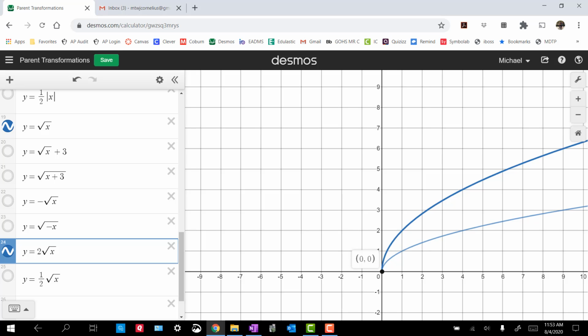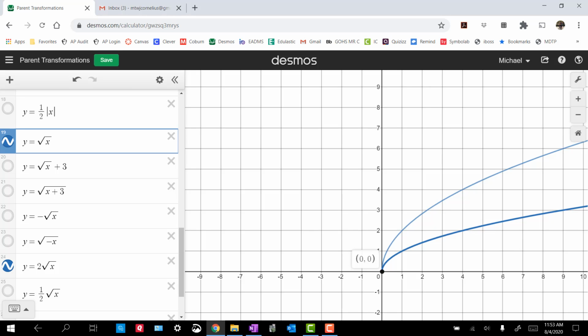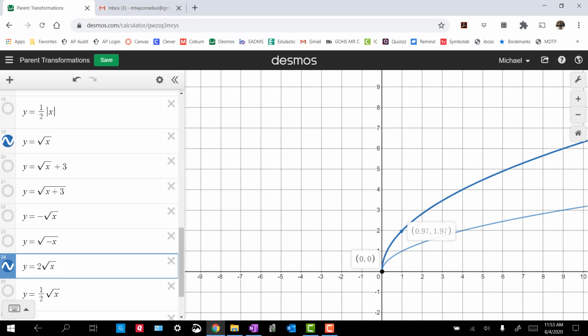Normally, our pattern was up 1 over 1, up 1 over 3 to get to here. But now we're going up 2 over 1 and up 2 over 1. We're doubling the vertical distance, okay? So this number that's in front is not doubling all the distances, up and over. It's only doubling the vertical distance up.